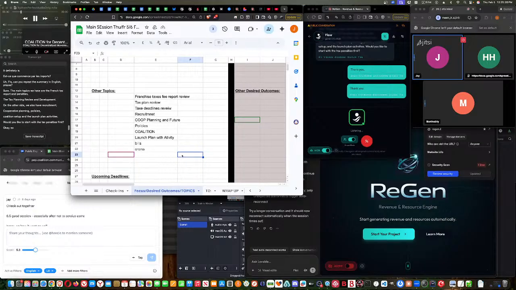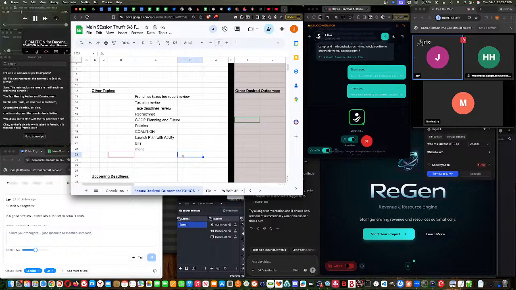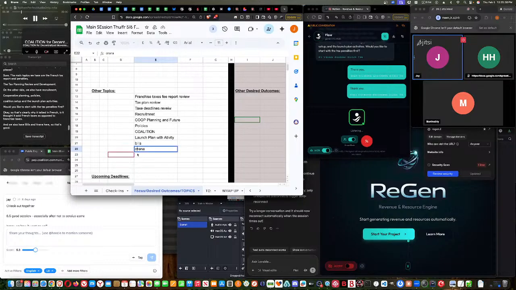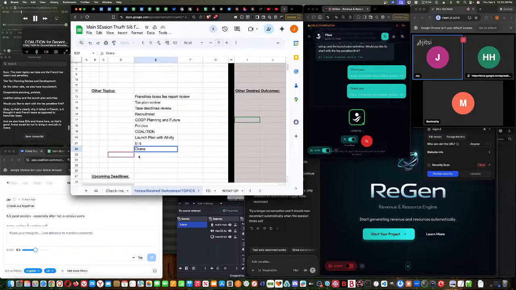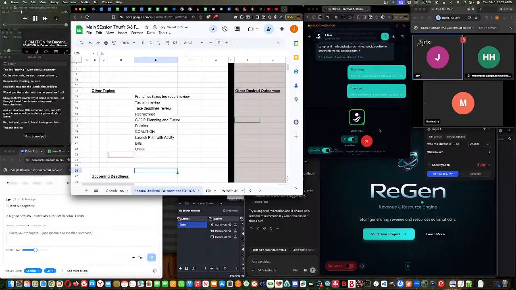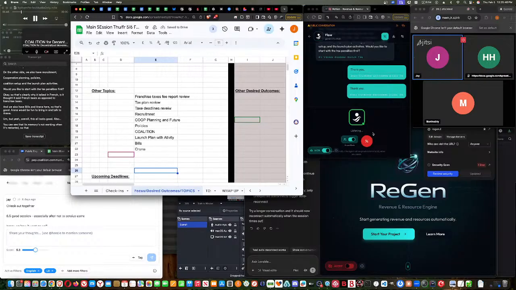Okay, so that's clearly why it talked in French, it thought it said French taxes as opposed to franchise taxes. We also have Bills and Arana here, so that's good. Arana would be fun to bring in and talk to. But overall, this all looks good. Also, you can see that its memory is not working when it's restarted, so that is excellent. So that was fixed already.